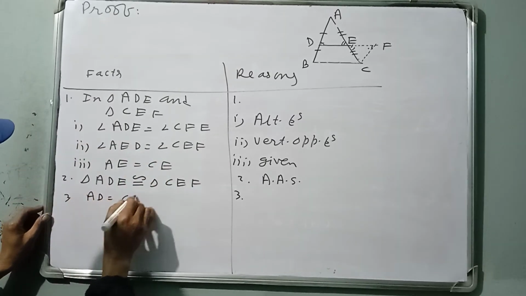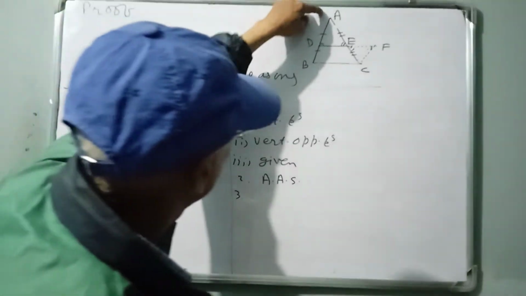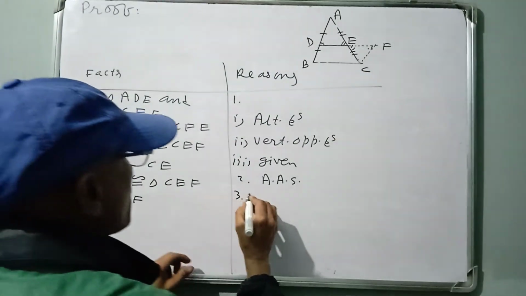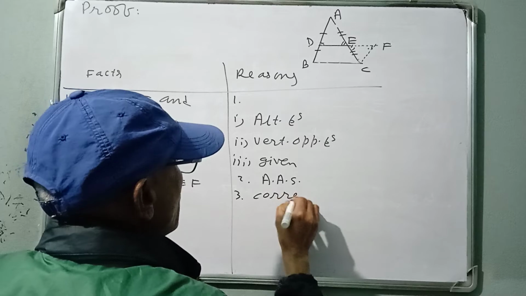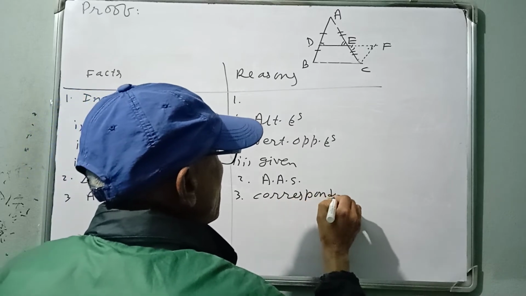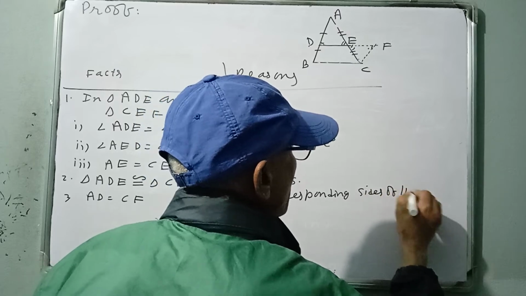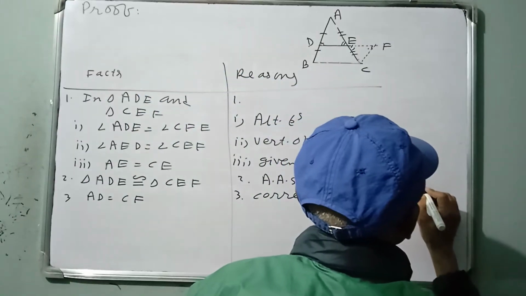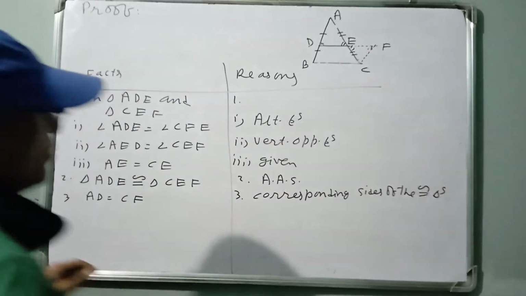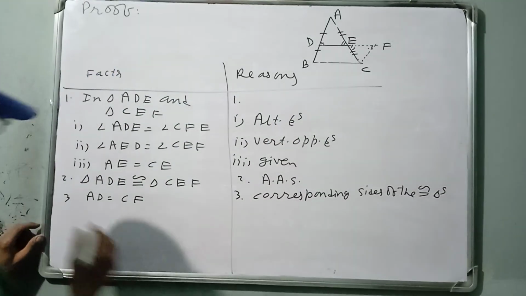AD equals CF. Reason being: corresponding sides of the congruent triangles. Triangles are congruent, so AD equals CF.